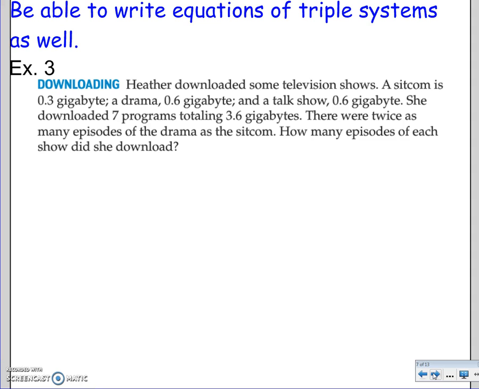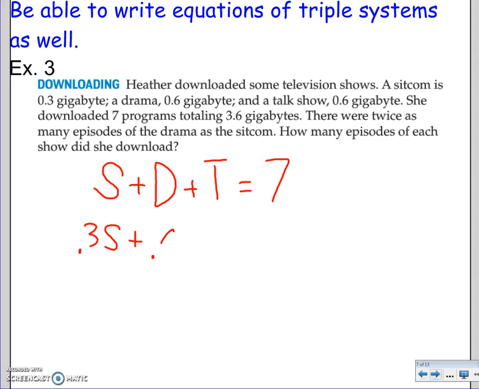So let's do the total first. I'm going to call sitcoms S. So the number of sitcoms plus I'm going to call dramas D, the number of dramas, plus the number of talk shows T is 7. That's one equation. Next, she tells us she downloads a total of 3.6 gigs. So I'm going to do a gigabyte equation. Each sitcom is 0.3 gigs for each one, plus each drama is 0.6 for each one, and each talk show is also 0.6 for each one, and the number of gigabytes total was 3.6.